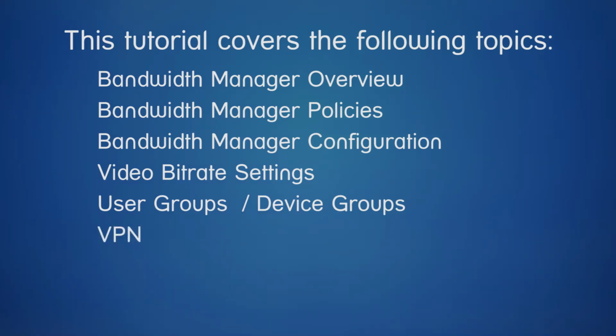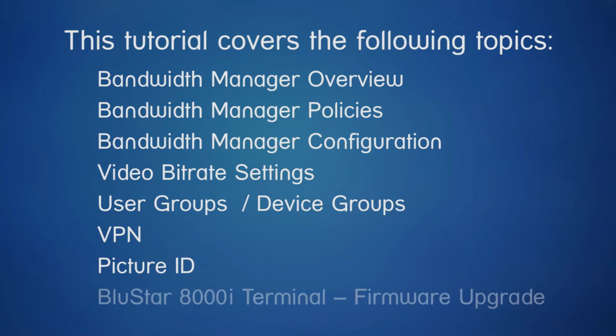I'll go through how to set up a VPN connection on both the server and the BluStar 8000i terminal. I'll add picture ID to my user accounts. And in the last module, I'll show you how to upgrade the firmware on the BluStar 8000i terminals.